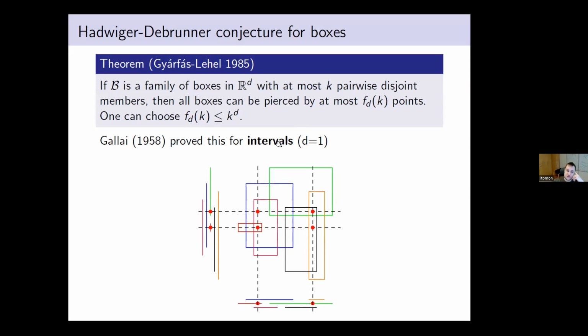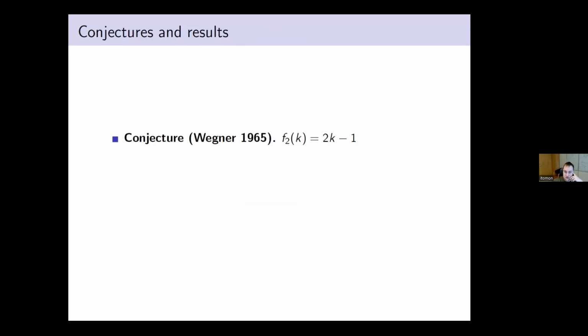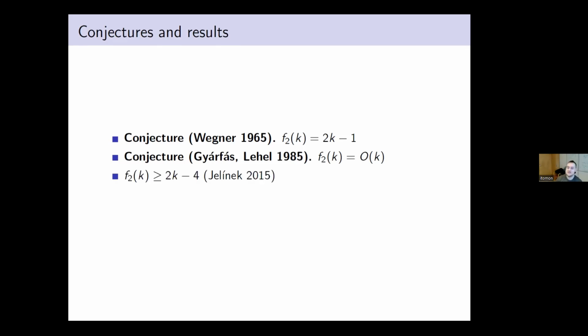Okay, but now what we are interested in is how good this bound on f_d(k) is. Can we improve this? Is this tight? Already in 2 dimensions, much before this result of Gyárfás and Lehel, Wagner conjectured the very precise value of f_2(k), and conjectured that f_2(k) is just 2k minus 1. Gyárfás and Lehel proposed a slightly weaker conjecture, that it grows at most linearly. But somewhat surprisingly, the best known lower bound in 2 dimensions is 2k minus 4.